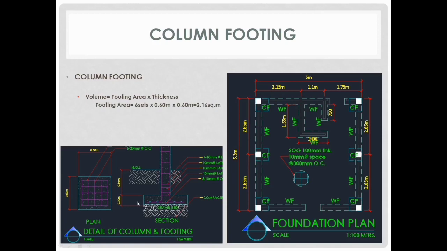So, yung footing area natin, 6 sets yung column. So, yung size ng ating footing is 0.6 by 0.6. So, ang area niyan is 2.16. And yung thickness is 0.3 meters. So, ang volume natin, 2.16 multiplied by 0.3. Volume is 0.648 cubic meters.